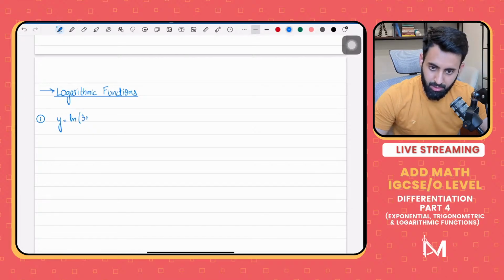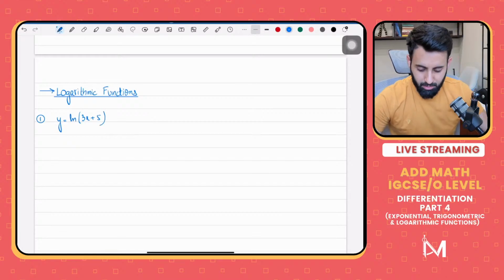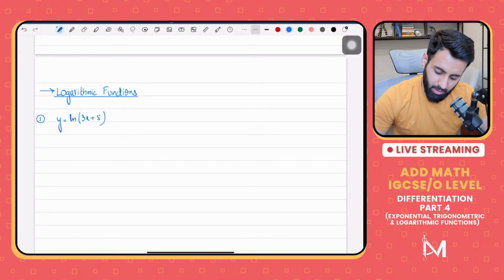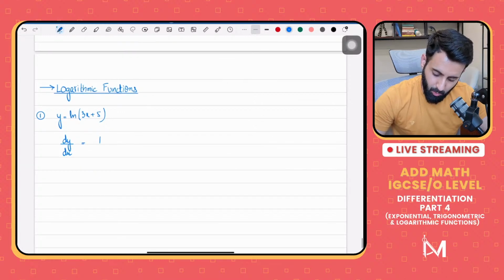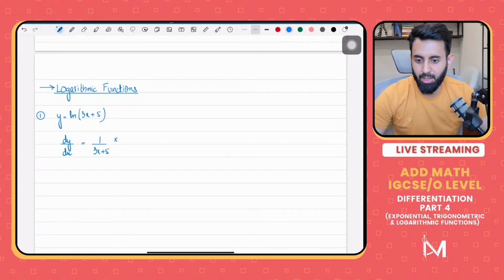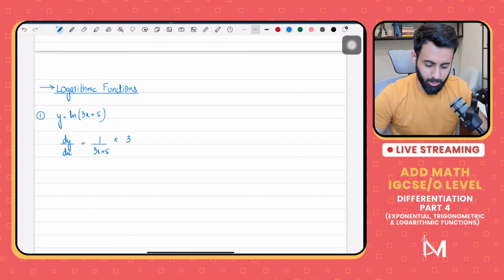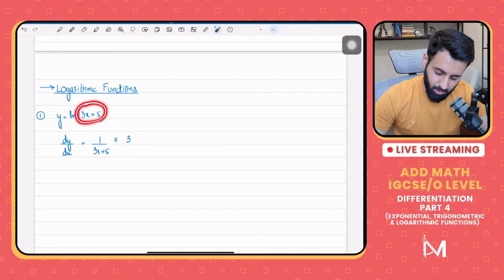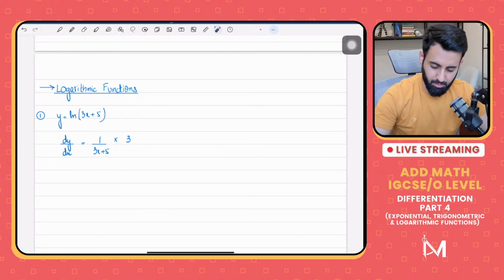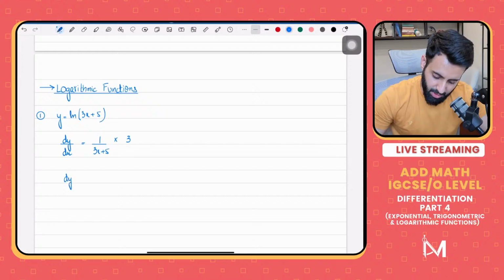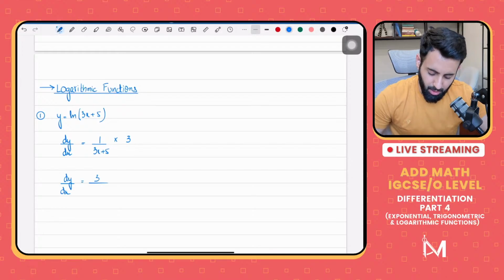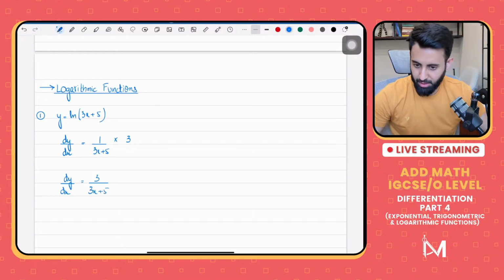y is equal to ln(3x plus 5). Suppose you're supposed to differentiate this. So how do you differentiate? dy by dx is equal to 1 upon 3x plus 5 multiplied by the differential of the argument. So here's the standard rule. 1 upon the argument multiplied by the differential of the argument. Okay, so it's very simple. Differentiation of logarithmic functions is very easy. What's a little complicated is basically integration.